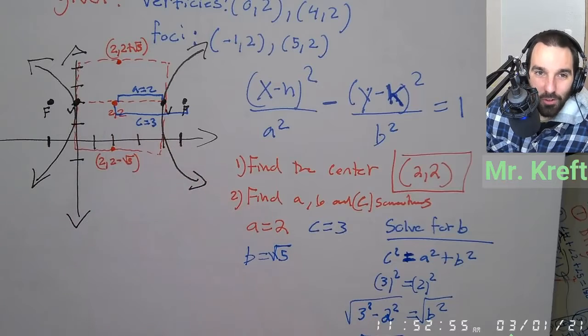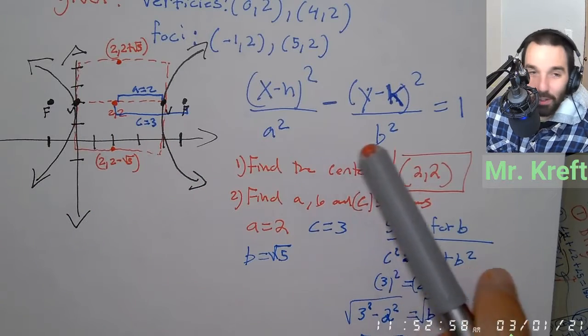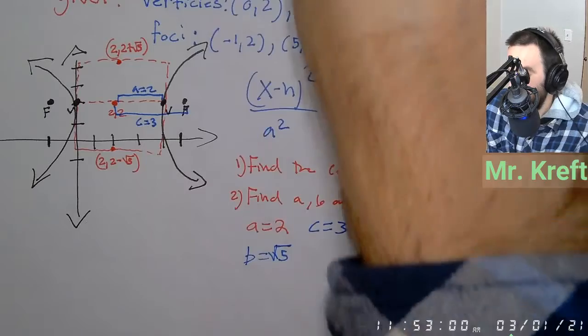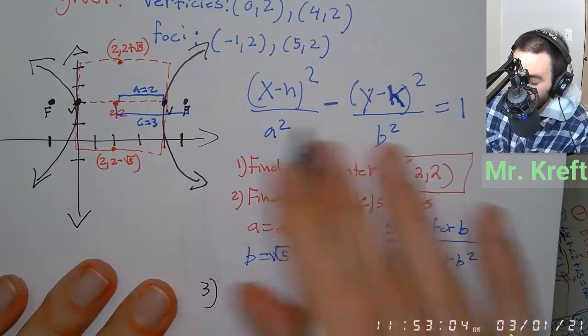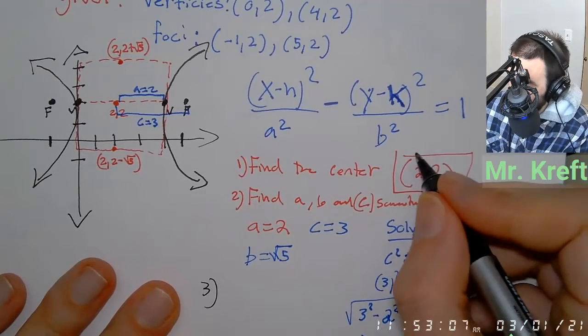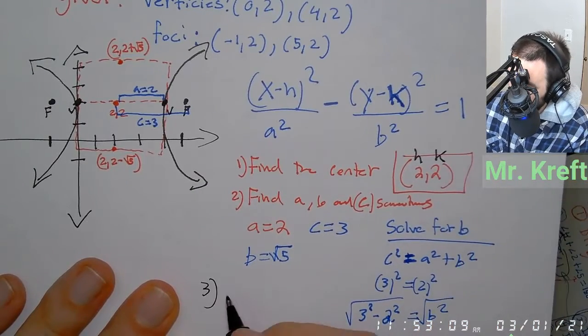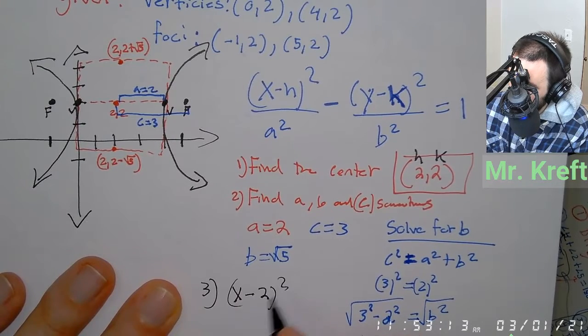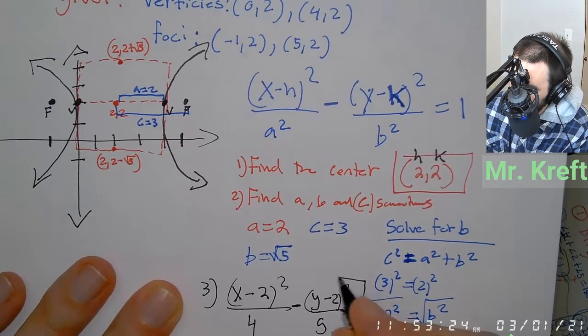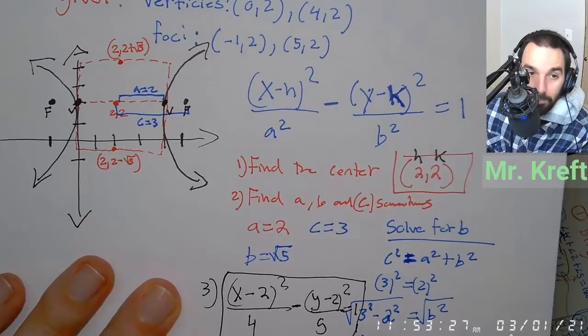I'm finding the equations for the asymptotes. So we could go ahead and solve this. So now that you have everything, you just type it in, right? So this is my H, this is my K. So I'd have X minus 2 quantity squared over 2 squared, which is 4, minus Y minus 2 quantity squared over B squared, which is 5, equals 1. Sorry, I ran out of space there.